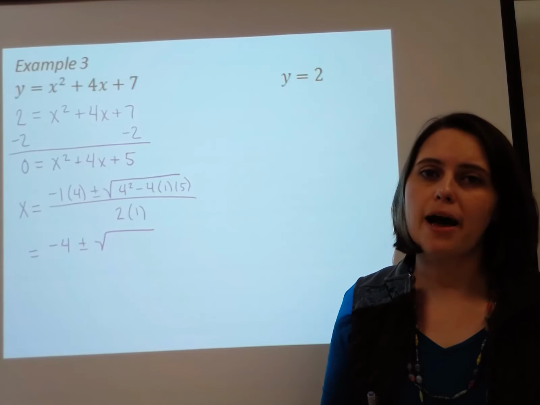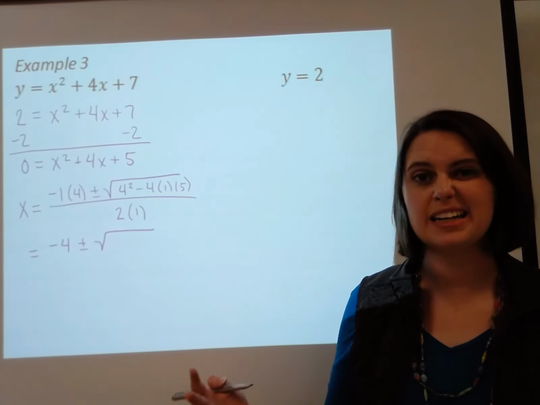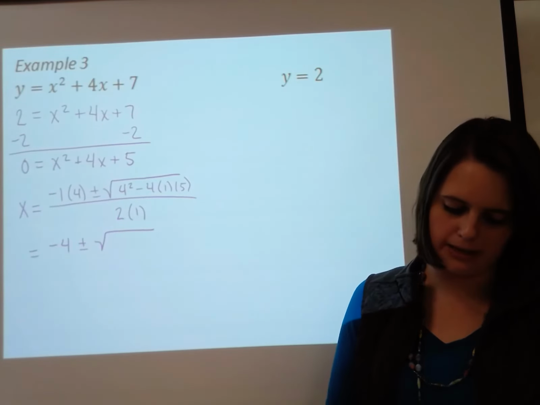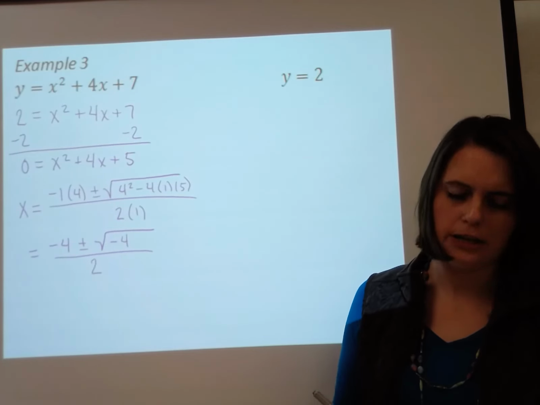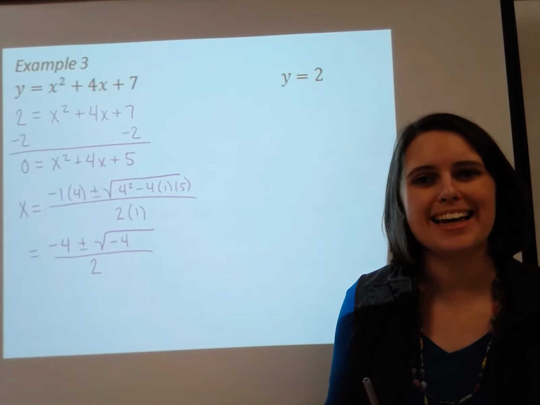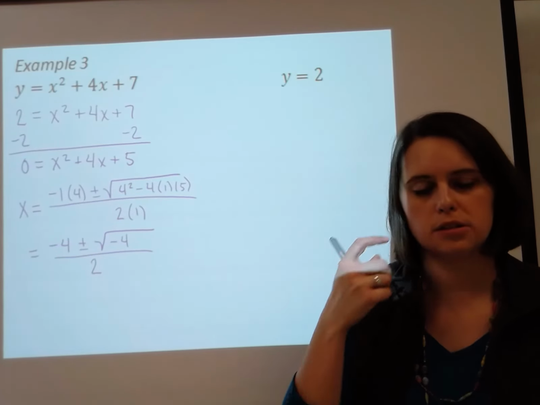So 16 minus 20 right there, because you get a negative value for your discriminant, it's actually negative 4. We'll go ahead and do the denominators too. Because your discriminant is negative, you know that you're going to get no real solutions.